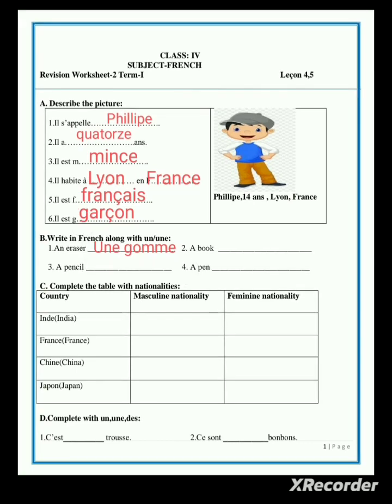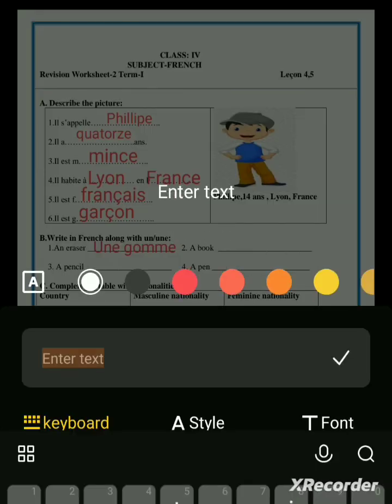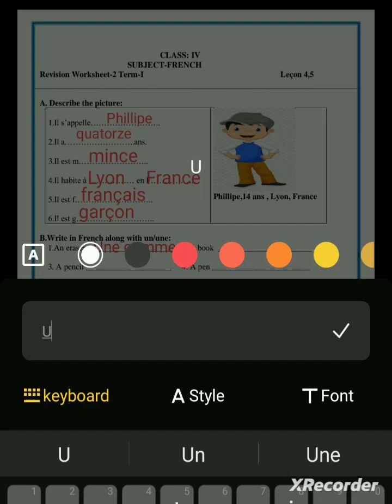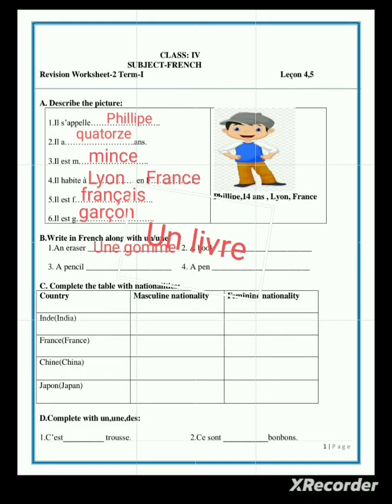Come to the number 2, a book. Now how we say a book in French? So book is livre, and the book is masculine in French. So we will write un livre, meaning a book.